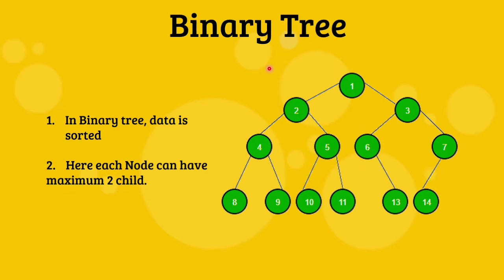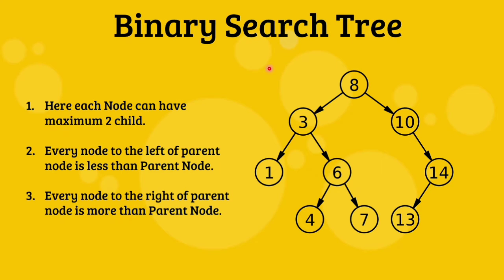Once we know about the binary tree, in the binary search tree each node can have a maximum of 2 children, same as the binary tree. But here the concept is changing. Every node to the left of the parent node is always less than the parent node. So 3 is always less than 8, and 10 is greater than 8. So every node lying on the left side will be less and every node lying on the right side will be greater than the parent. So in this way it works.